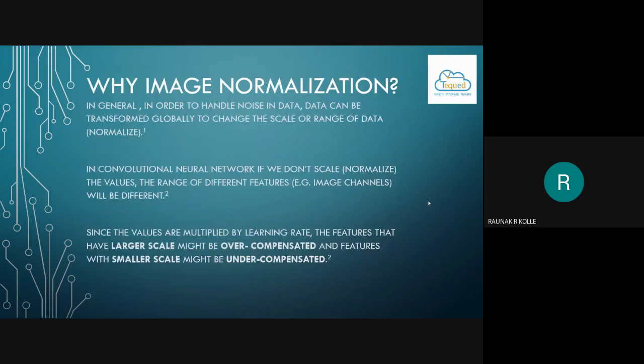Why do we need image normalization, you may ask? In general, in order to handle noise in data, data can be transformed globally to change the scale or range of data, that is, normalize the data. In convolutional neural networks, if we don't normalize the values, the range of different features, for example image channels, will be different. Since the values are multiplied by the learning rate, the features that have larger scale might be overcompensated and features with a smaller scale might be undercompensated.